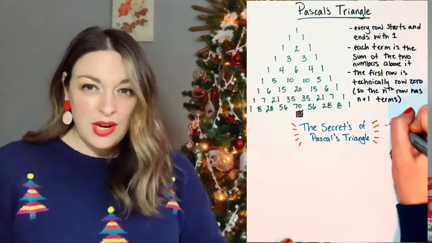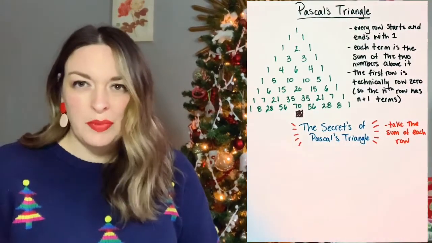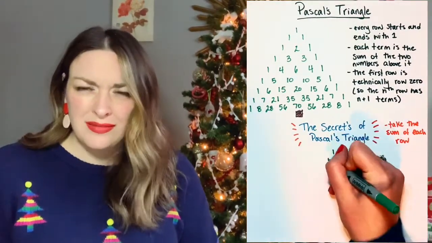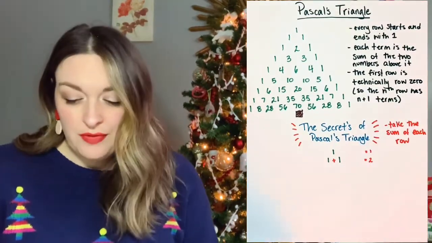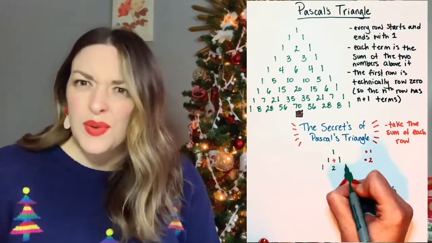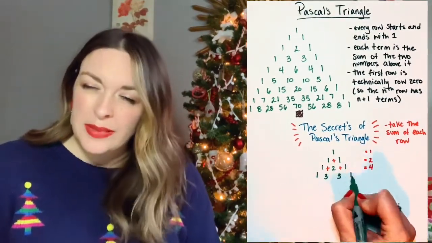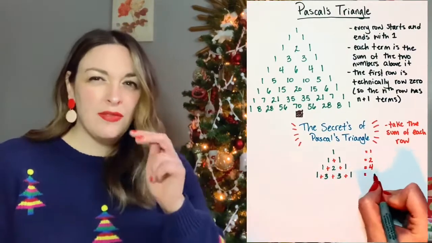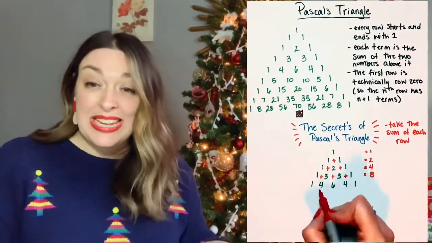So the first one I want to unlock, let's try taking the sum of each row. The sum of 1 is 1. Sum of 1 plus 1 is 2. 1 plus 2 plus 1 is 4. 1 plus 3 plus 3 plus 1 is 8. 1 plus 4 plus 6 plus 4 plus 1, well, 4 and 6 is 10, plus another 4 is 14, plus the 2 is 16.